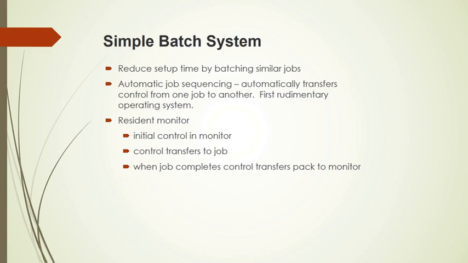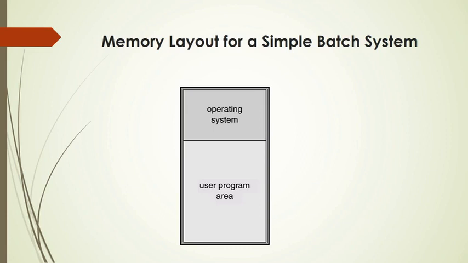Next, let us go to the memory layout for a simple batch system. If you see the diagram, this is considered to be a memory, and a part of the memory is reserved for the operating system. So when you start the system, or that is switch on the system, your operating system is loaded onto the main memory, and this is the main memory that is being shown in the diagram. You will see that one part is reserved for operating system and another part is for the user program. So this is how a batch system memory layout works.